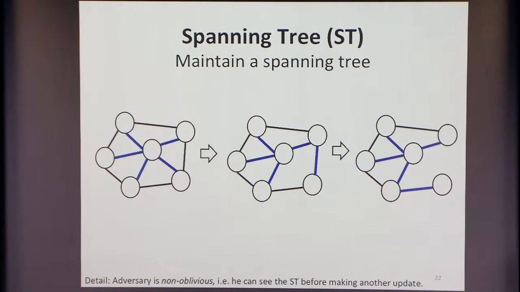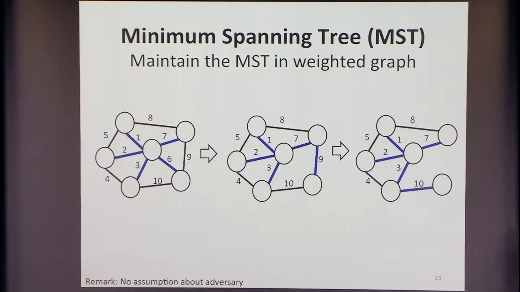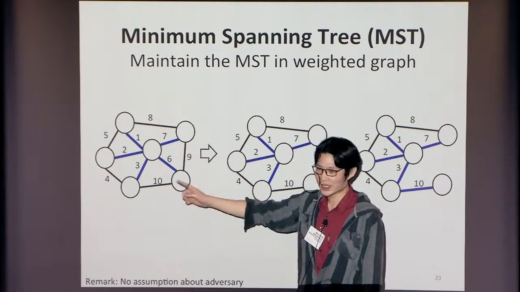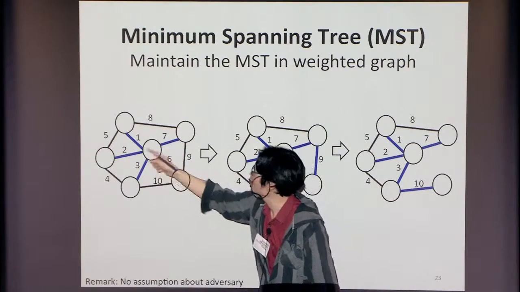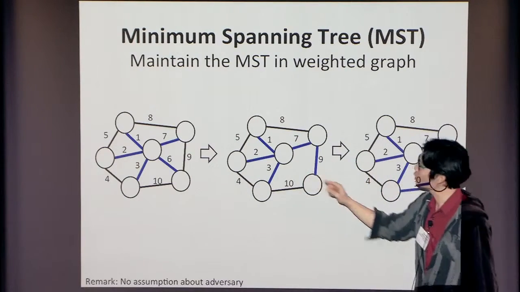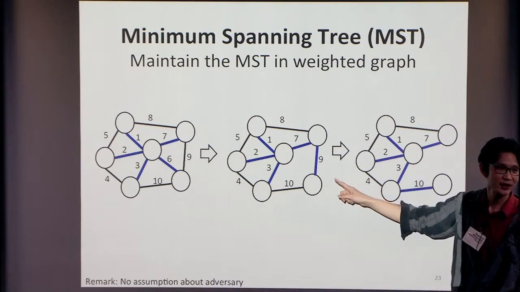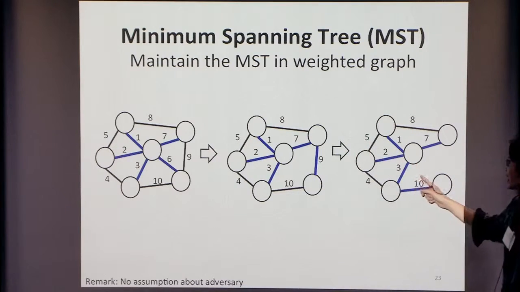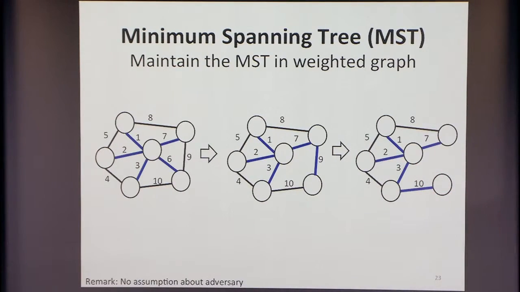And the last one, which is the big boss that I am trying to attack, is minimum spanning tree. So now the graph has weights. You have weights on edges, like this one. And the goal is to maintain the minimum spanning tree, which in this graph looks like this. If you look at the weights, this is the smallest one. And then if you delete something, you have to find a new spanning tree. And again, if you delete another edge, you have to find a spanning tree. So those are the three basic problems that we will talk about most of the time in this talk.